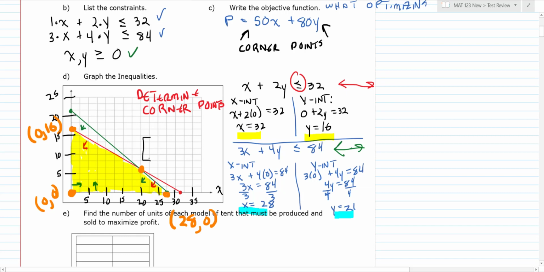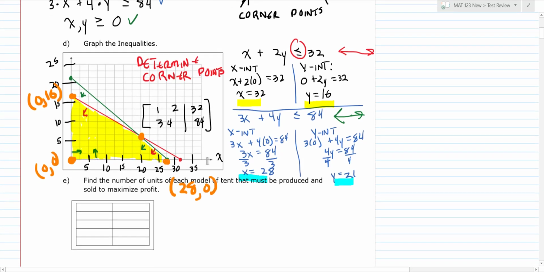So I'm going to do a matrix on this. I'm going to go 1, 2, 32. And then I'm going to go 3, 4, 84. And I'm going to put that in an augmented matrix. Now in this table, I'm just going to write all my corner points out. So I got 0, 0, which isn't going to be the maximum, obviously. You don't have to do anything with that. You have 0, 16, which is important to test. 28, 0, which is also important to test.